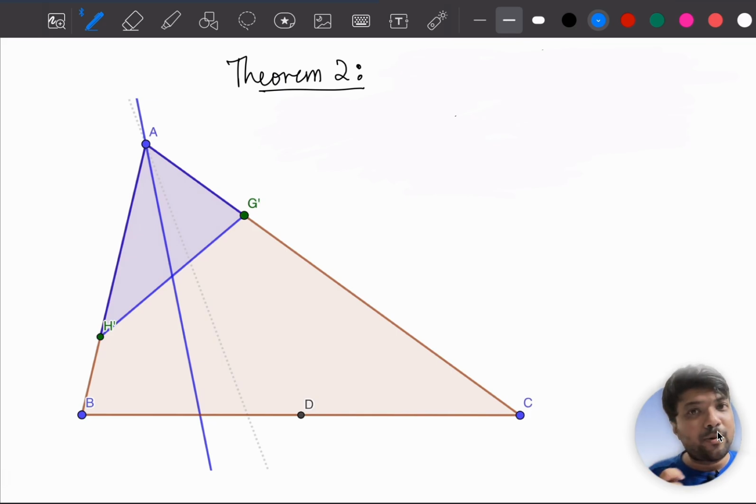So theorem 2 is about ratios of length, and in fact we will use what we just now proved. So pick a point P on the A-symmedian. Okay, now draw an A antiparallel passing through it. Let's call it G' H'.